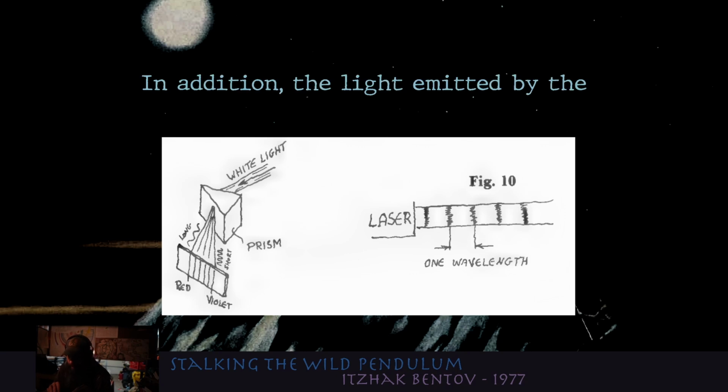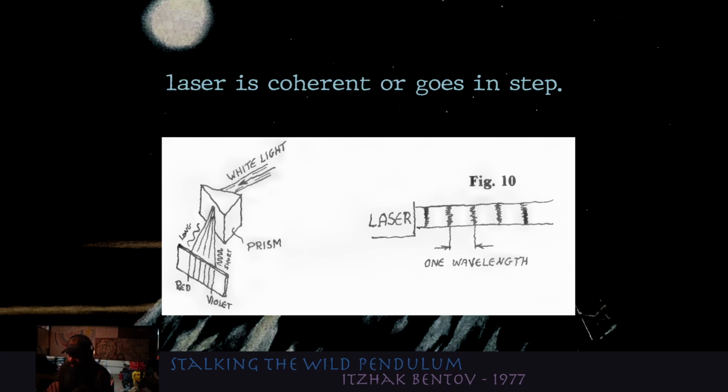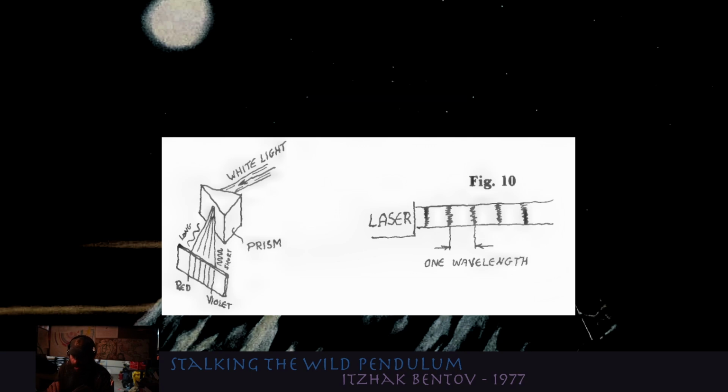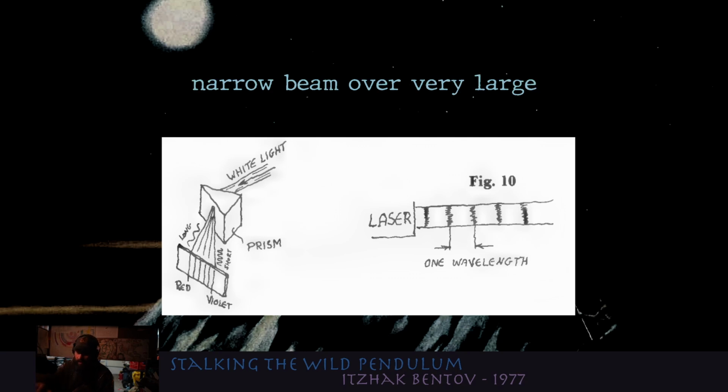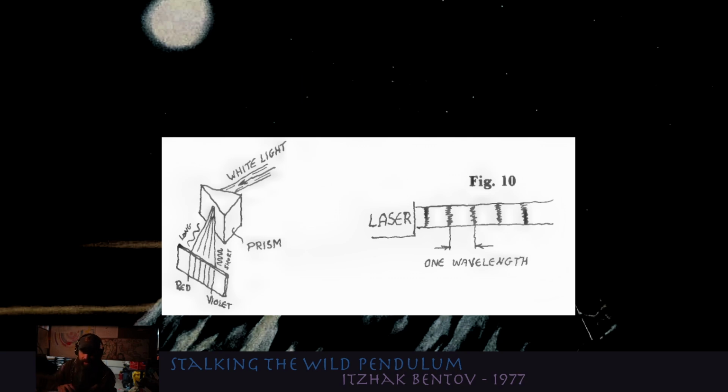In addition, the light emitted by the laser is coherent, or goes in step. By that, we mean that all the light coming out of the source is moving forward in even flat fronts, figure 10. This makes it possible for the laser light to stay in a narrow beam over very large distances.